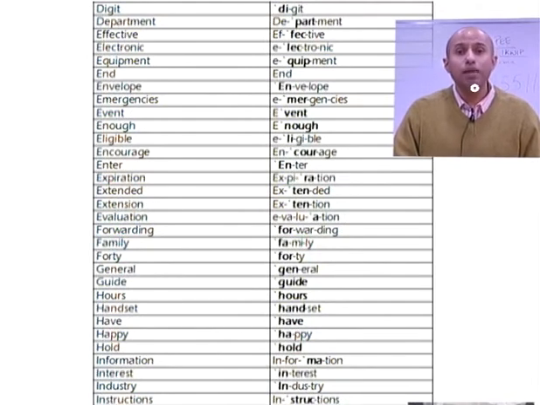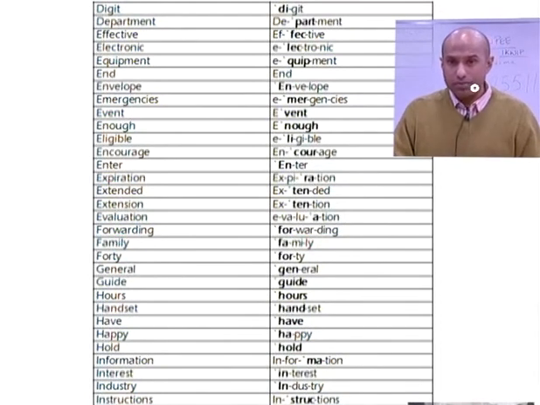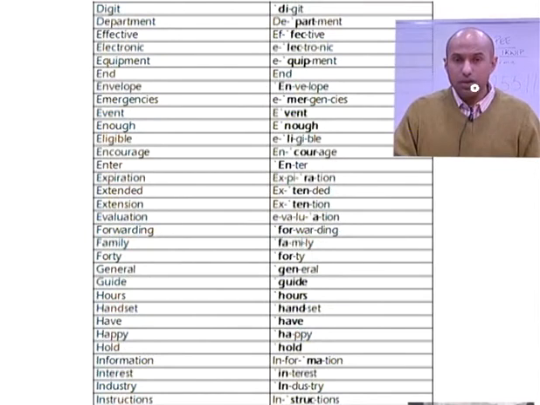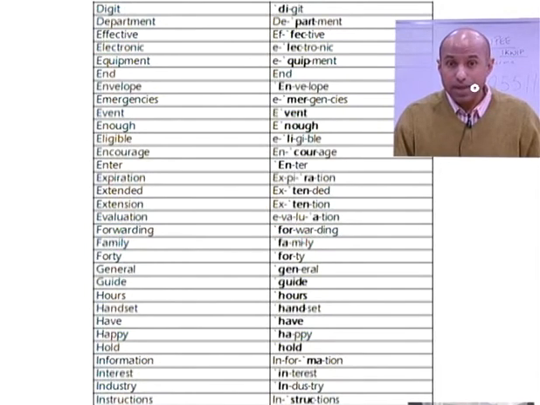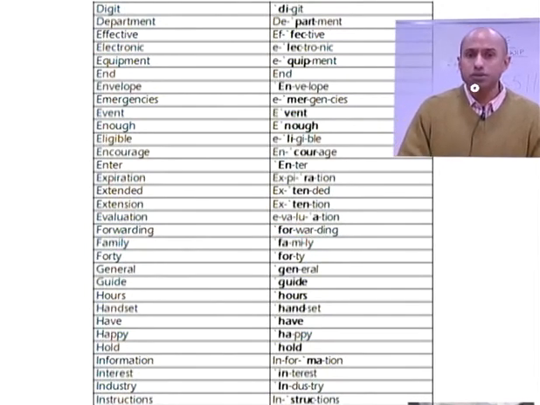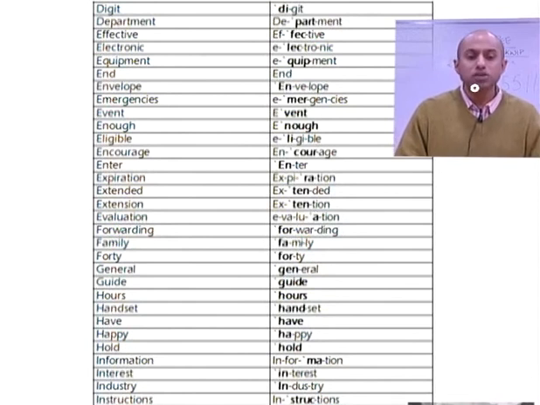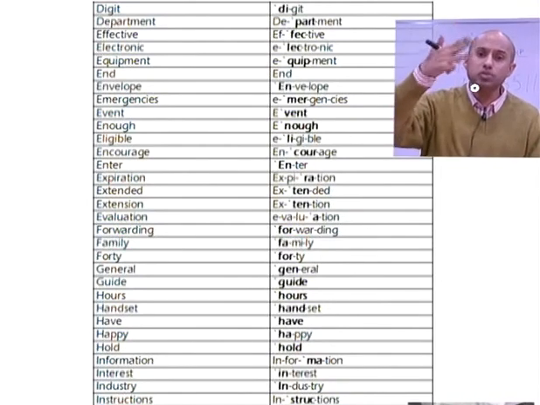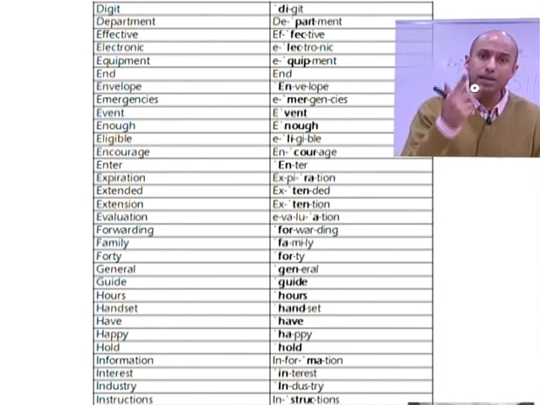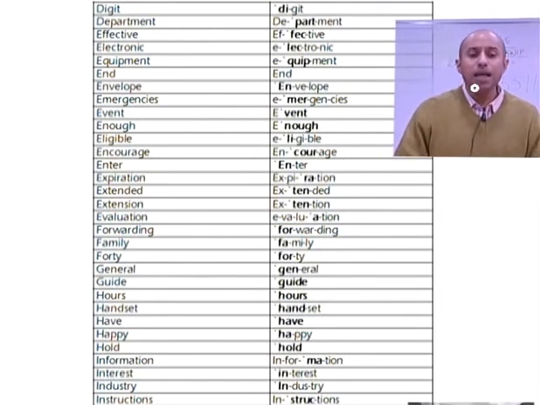Eligible. I am not eligible for that post. Or you are eligible to apply. Yes, this is a word we often use. We have to say it with the correct stress to say eligible. Lig gets a stress. Eligible. Okay.